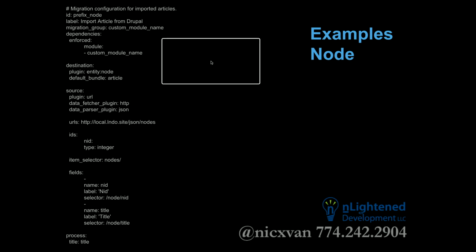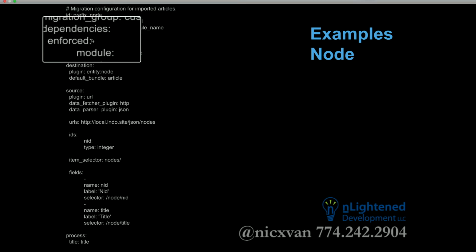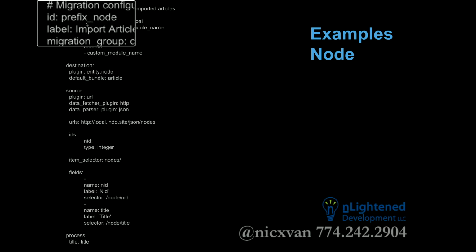Okay, so this is a node migration. It's very simple. I'm just migrating the title. You can see here, the ID is prefix underscore node. If you remember all the way back in the beginning, the install file basically had a DB query to delete tables. When you create a migration, it creates several tables, for each migration that you create actually. One is the messages table, and one is a mapping table.